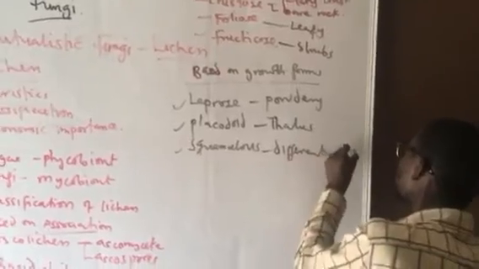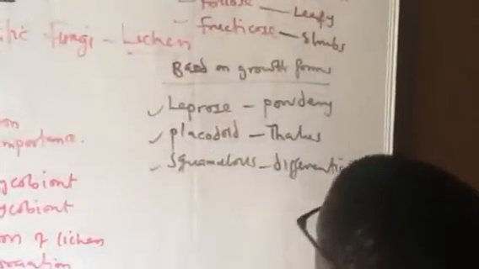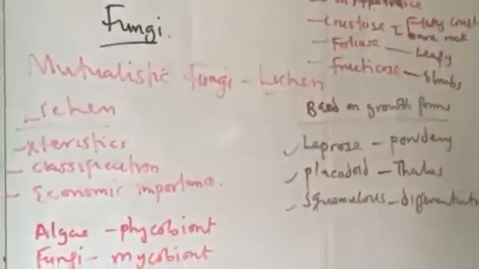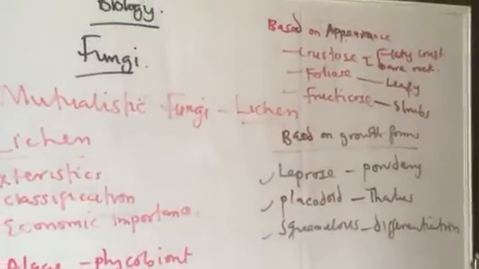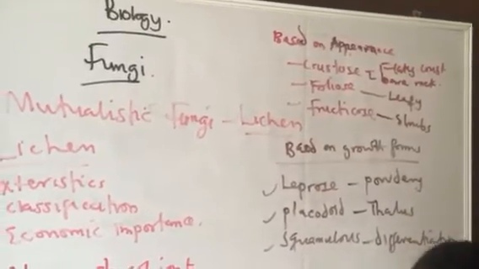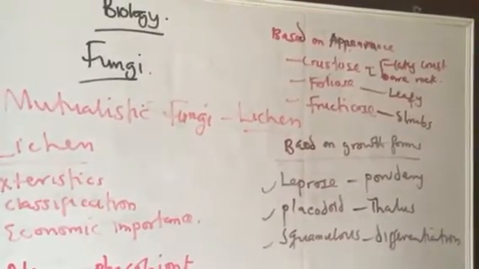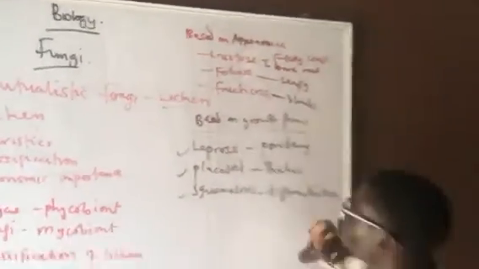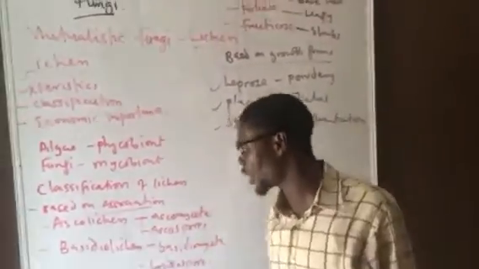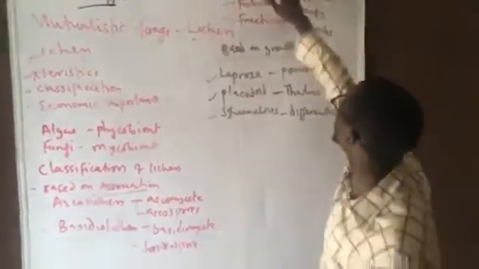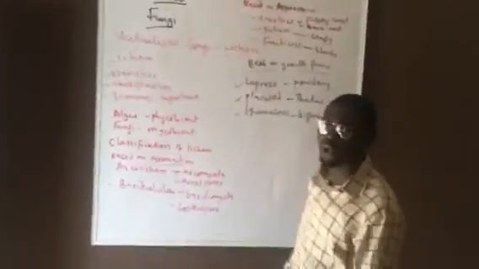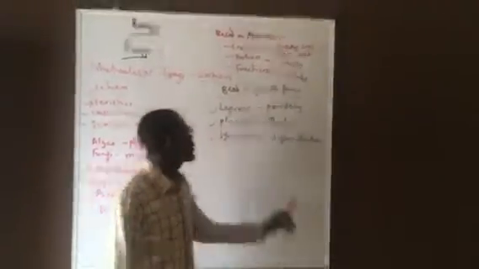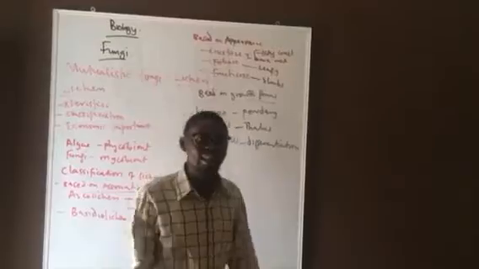Those are the characteristics. This one has differentiation. They are advanced, while this one has a thalloid form. They are not advanced. They are very simple. The leprose occur as powder. They are found on surfaces as powder. That is how they grow. So this is classification based on association: ascolichen and basidiolichen. Based on the appearance, we have the crustose, foliose, and fruticose. Then based on the growth form, we have the leprose, placodioid, and squamulose.